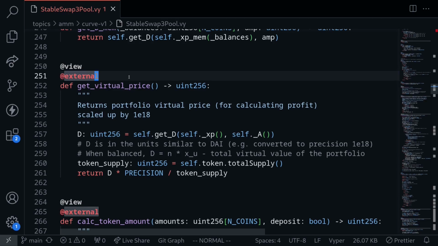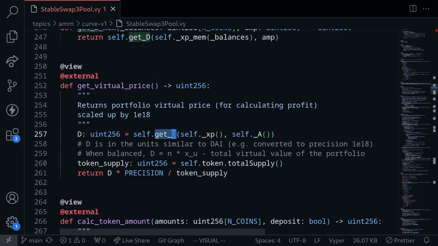Does this function return the price of the tokens, or does it return the value of each LP token? But now we can figure out what this function does by looking at the code. In the previous video, we looked at the function getD. This function uses Newton's method to calculate this value called D. And this D represents the liquidity of this AMM.